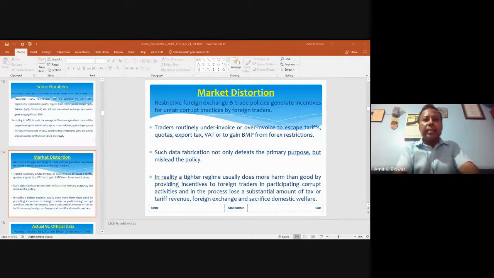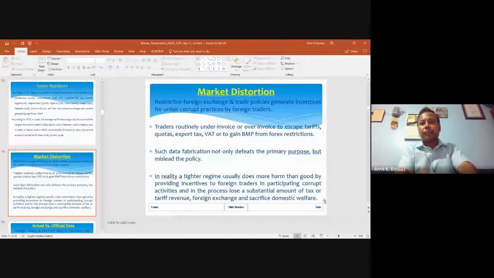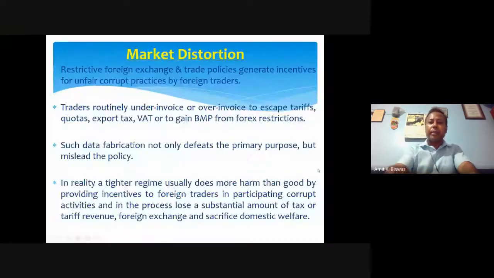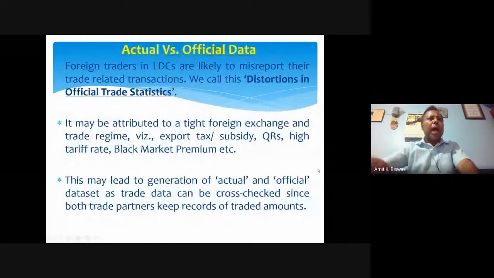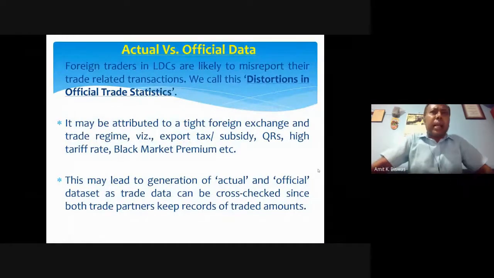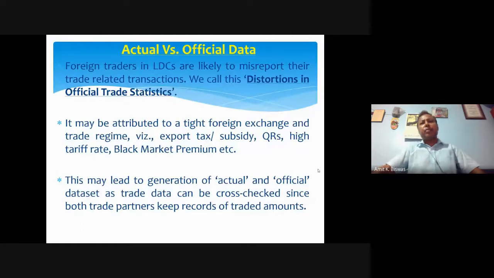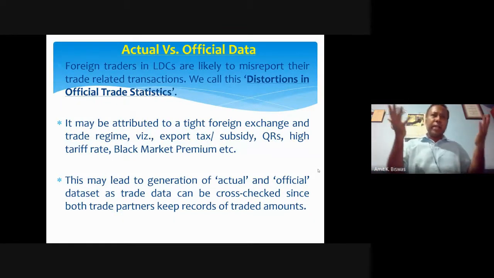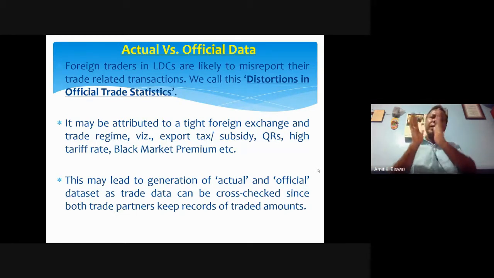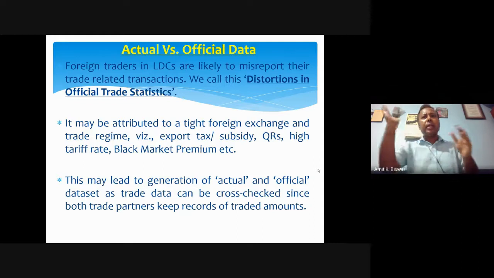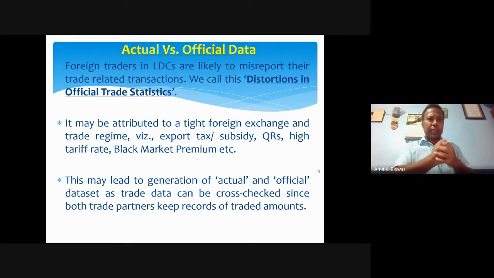So these are the things that you have to keep in mind. I have already given you the definitions of actual versus official data, foreign traders in LDCs, the pictures I have shown to you, and these are known as the distortions. Why are these called distortions? Because you are not properly reporting. If you have properly reported this, then you could erase the term distortions.